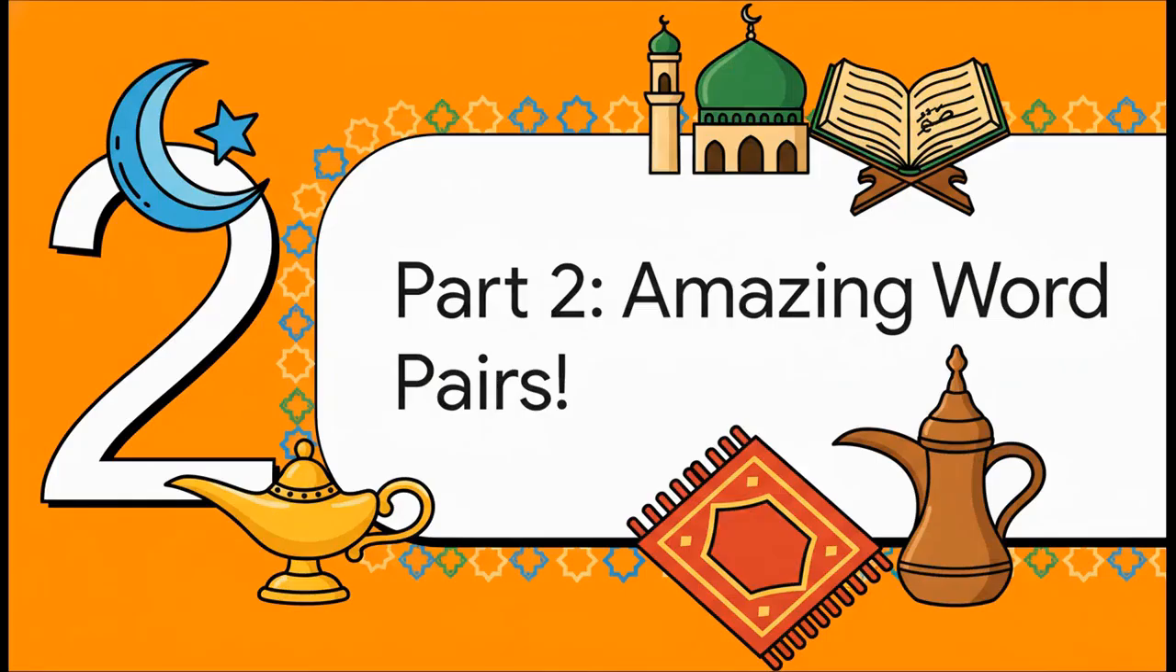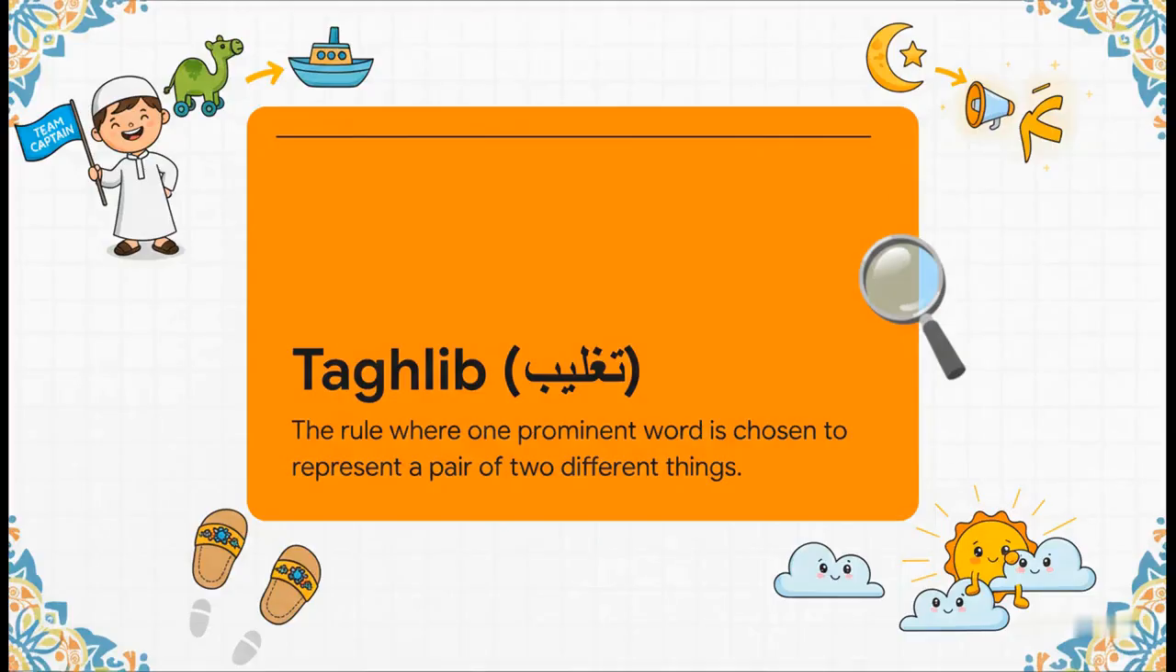Okay, building a pair of the same thing is pretty cool, for sure. But now, get ready for Arabic's real superpower. Sometimes it can build a pair out of two things that are completely different. Let's check it out. So this amazing power has a special name. It's called Taghlib. The best way to think about it is like this. When you have two different things, one of the words gets to be the team captain, and it represents the whole pair. It's the one word that gets to speak for both.